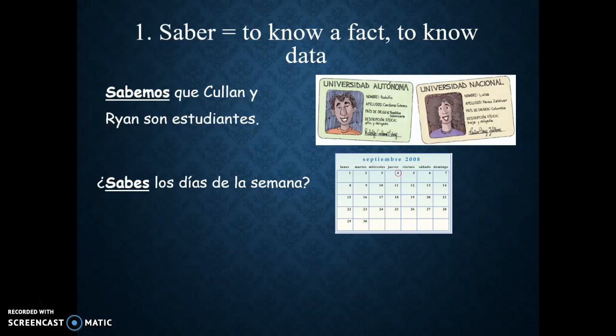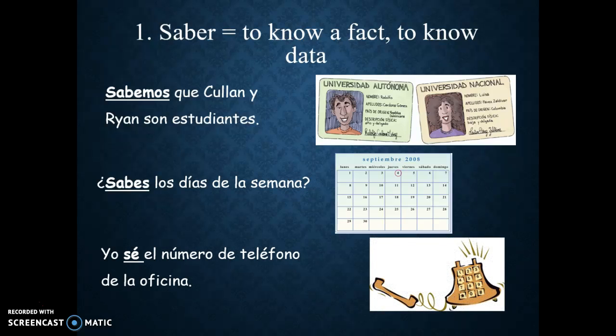¿Sabes los días de la semana? Do you know the days of the week? Again, we're asking a question in regards to if you know a piece of information or a fact. So we use saber. Yo sé el número de teléfono de la oficina. I know the telephone number of the office. Again, it's a fact, data, or piece of information. So we use saber.